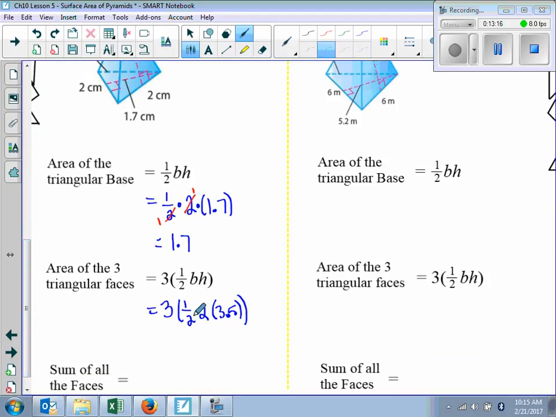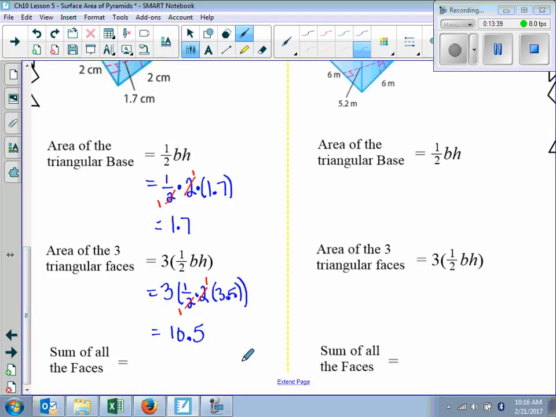So again, what happens to those 2's? They cancel out. Good. So now we just have 3 times 3.5. So here, this is equal to, whoops, because I picked the wrong color. So this is going to be 10.5.